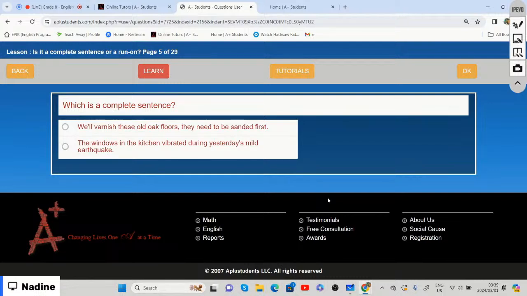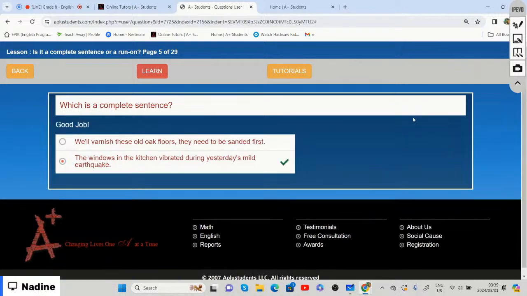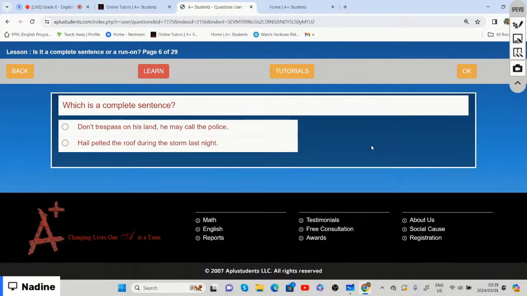We need to select the complete sentence. All right, then we can say the windows in the kitchen vibrated during yesterday's mild earthquake. That is a complete sentence.